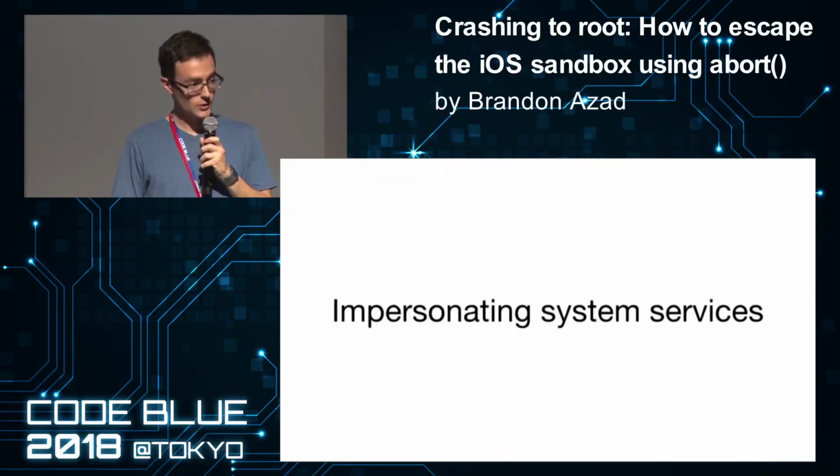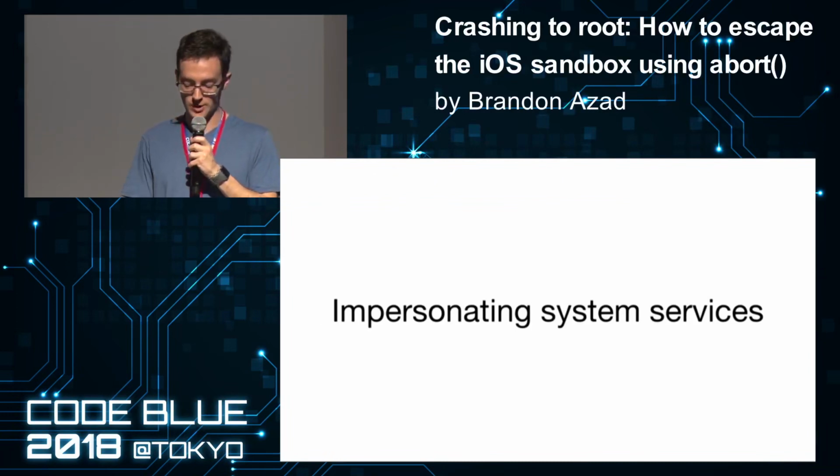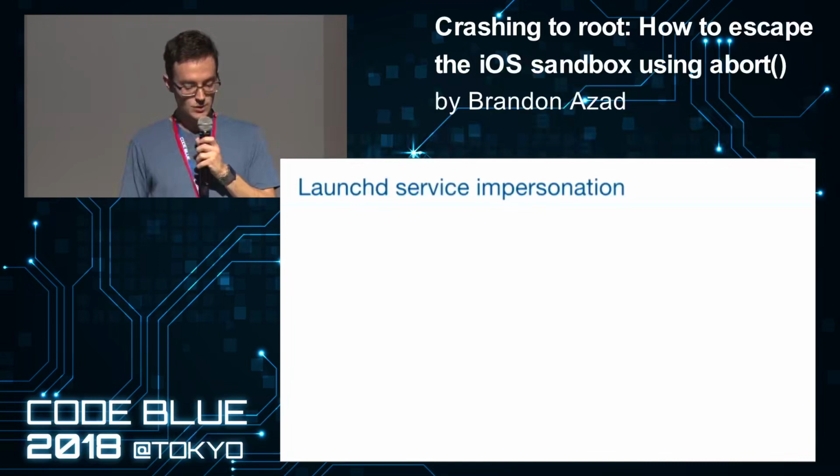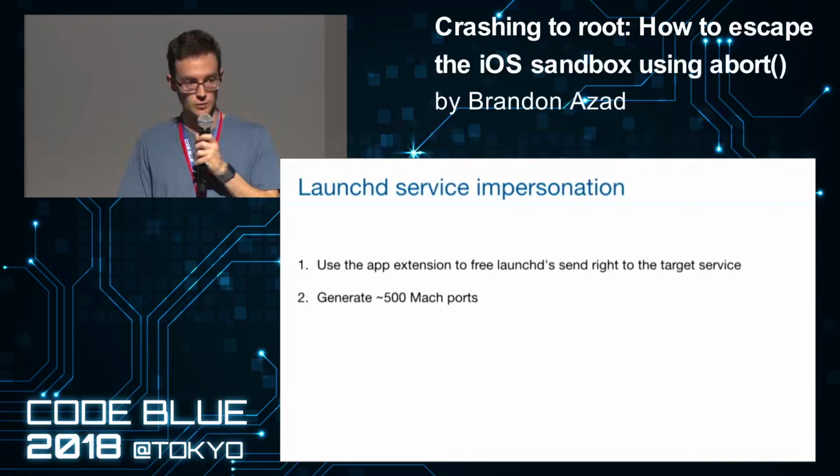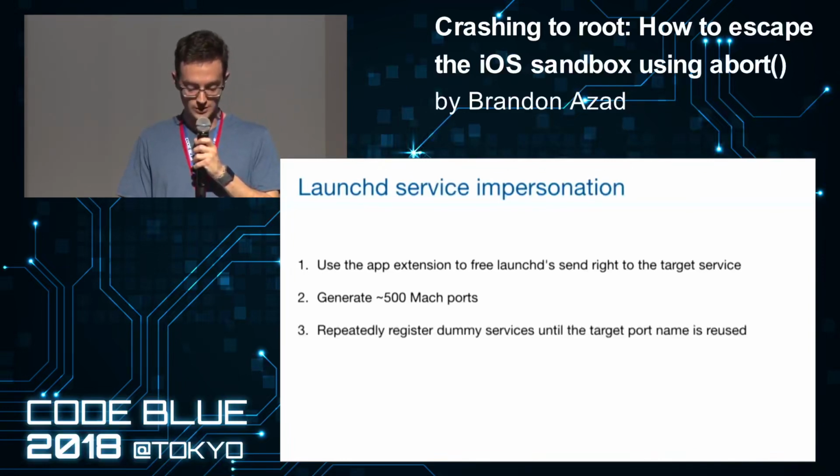So, let's look at the first challenge, how to use this port-freeing primitive to impersonate system services. Let's say that we're trying to impersonate some target service, so that when a new process starts up and tries to connect to this target, launchd will connect them with us instead. First, we'll use the app extension to free launchd's send right to the target. Next, we generate about 500 mock ports. Then, we use those ports to repeatedly register dummy services in launchd until the old target port name gets reused.